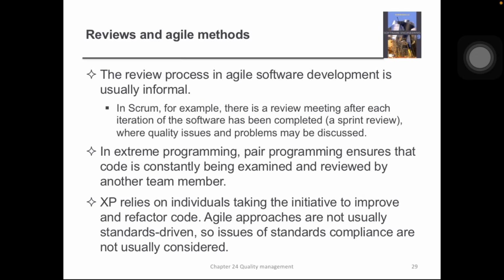Review in agile methods. The review process in agile software development is usually informal. In Scrum, for example, there is a review meeting after each iteration of the software has been completed: a sprint review, where quality issues and problems may be discussed. In extreme programming, pair programming ensures that code is constantly being examined and reviewed by another team member. It relies on individuals taking the initiative to improve and refactor code. Agile approaches are not usually standards driven, so issues of standards compliance are not usually considered.